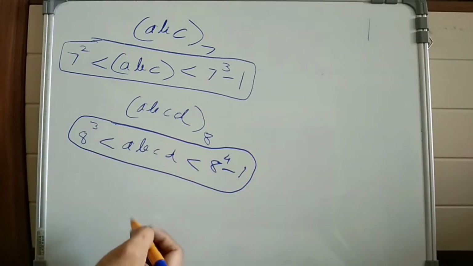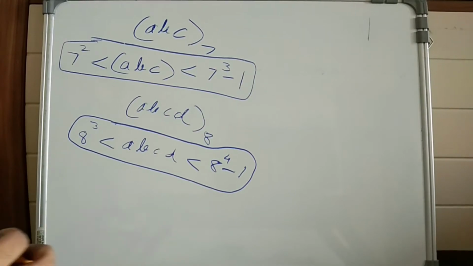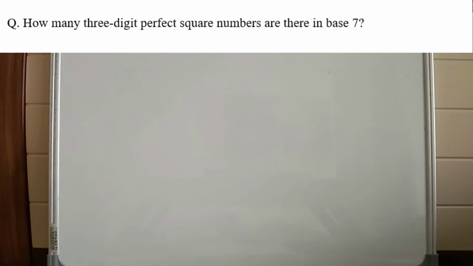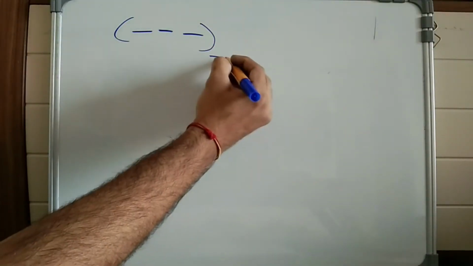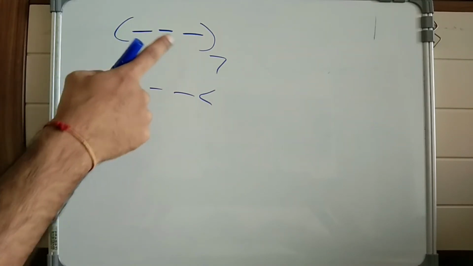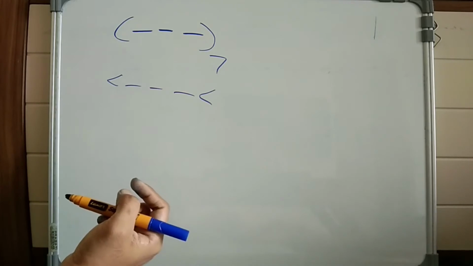So let's see a question based on this concept. The question says: how many 3-digit perfect square numbers are there in base 7? There's a standard approach to do these kinds of questions. Let's see how to do this. There is a 3-digit number written in base 7. This is a perfect square, and how many such numbers are there, that's what we need to find in this question.